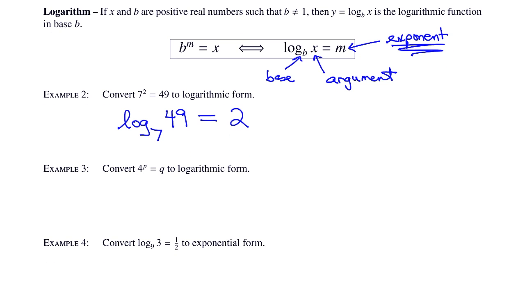Example 3. Convert 4 raised to the p power equal to q to a logarithmic form. So again, have log, the base is 4. The answer from the exponent form was q, so that's the argument in the log, and that's equal to the exponent p.